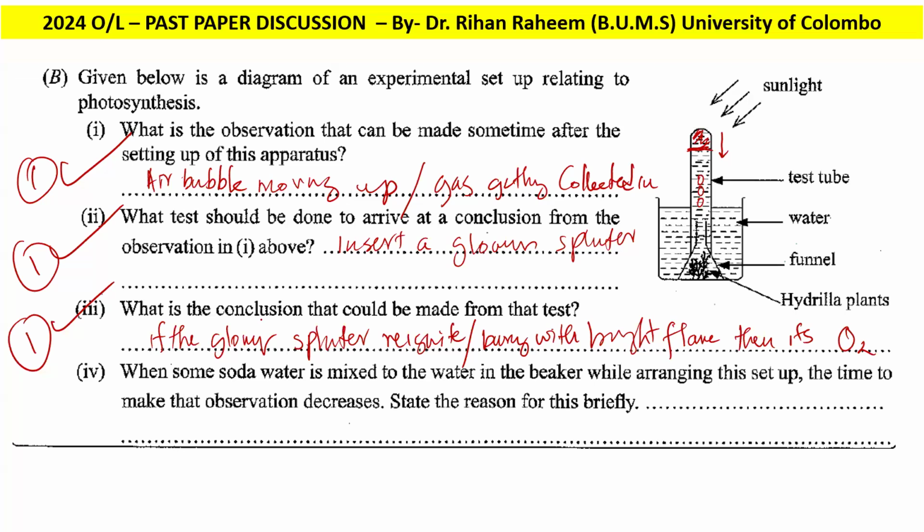Or if you think that the question conclusion, here they're asking about the test, no? So I think we have to go for the test answer. Conclusion of this experiment is, yeah, that is correct. Photosynthesis produces oxygen. Okay.